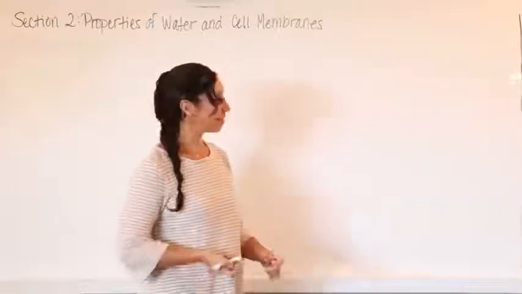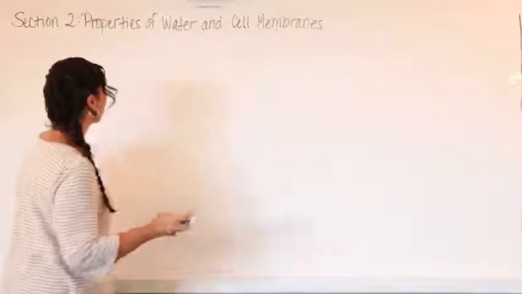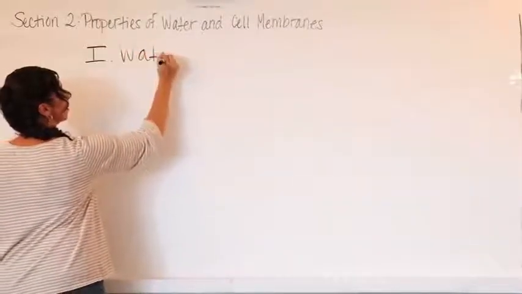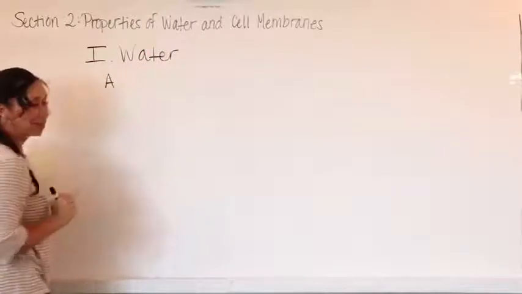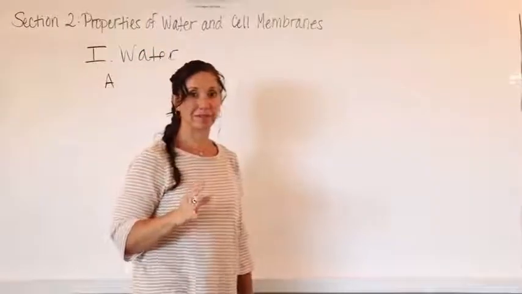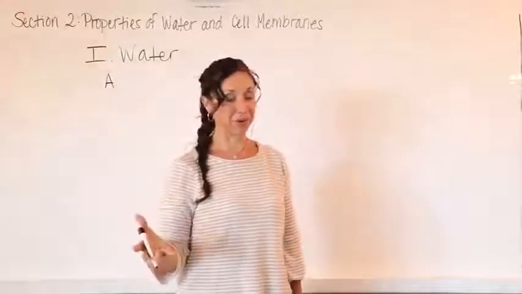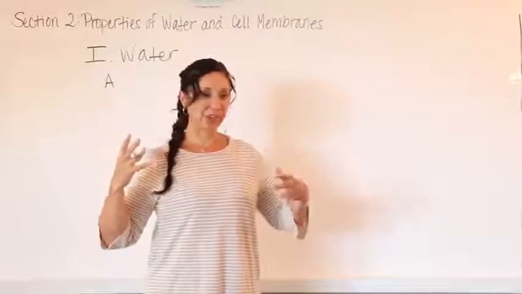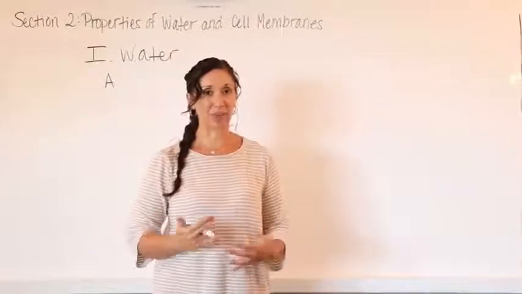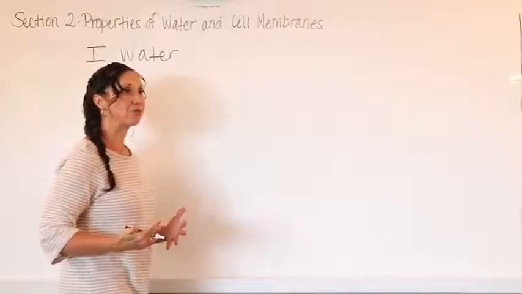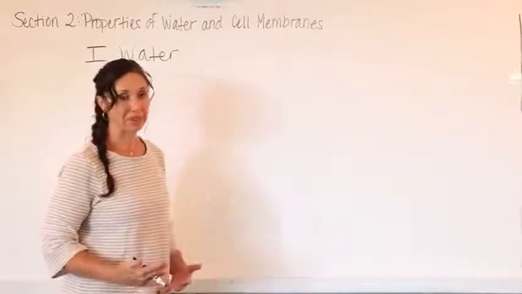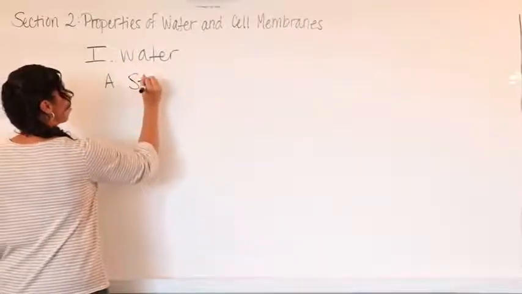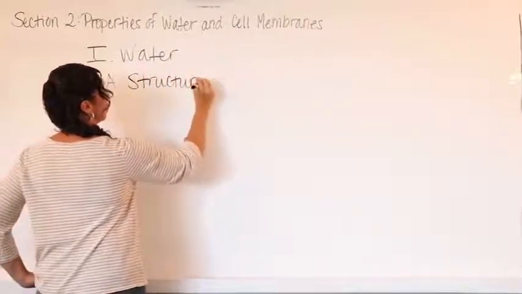As in typical fashion, we're going to start with our outline. Roman numeral 1 is all about water. First thing we're going to talk about with water, you already know the chemical formula for water. It's H2O, obviously. Let's talk about the structure and how, everything in biology, the structure leads to its function. If the water molecule had a different structure, it would have a completely different function. So thankfully, it has the structure it has. So let's talk about the structure of water.